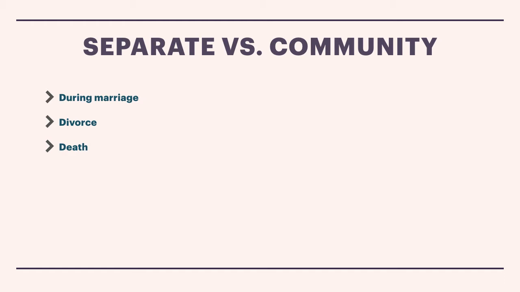Now, in a separate property state, the spouses can decide that they want to hold property as joint tenants or even as a tenancy by the entirety. But if they don't make that decision and include that explicit language, then it defaults to separate property.